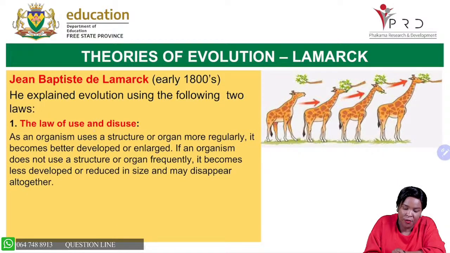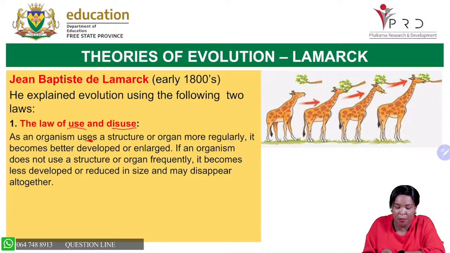The first law of use and disuse says that as an organism uses the structure or organ more regularly, this is the use part, it becomes better developed and enlarged. So this is the first part of use.